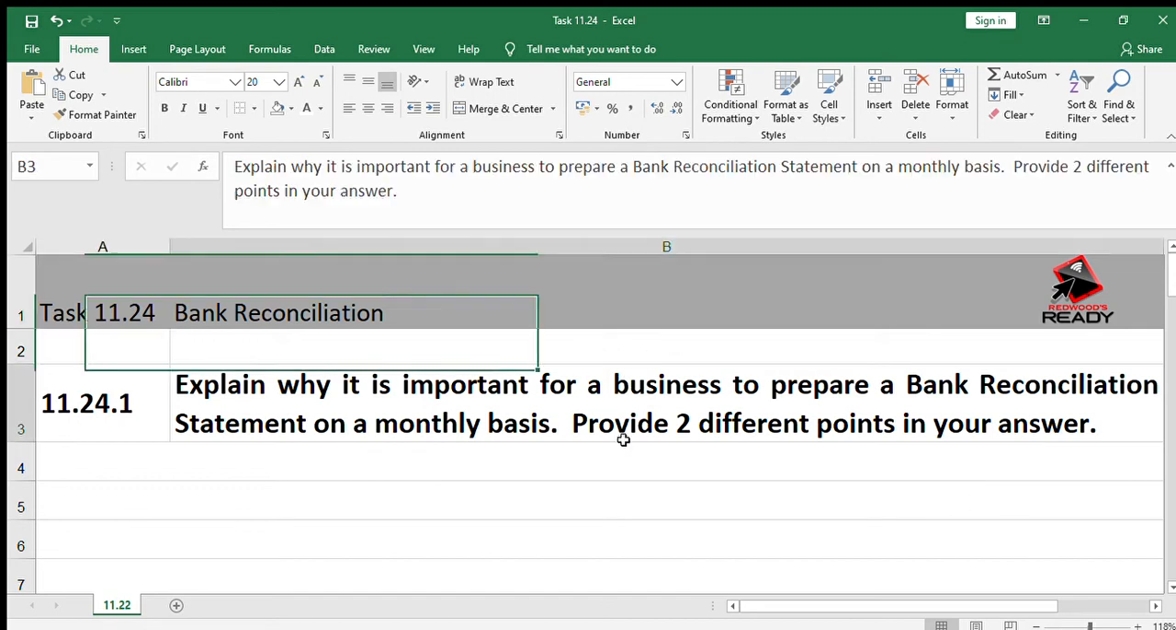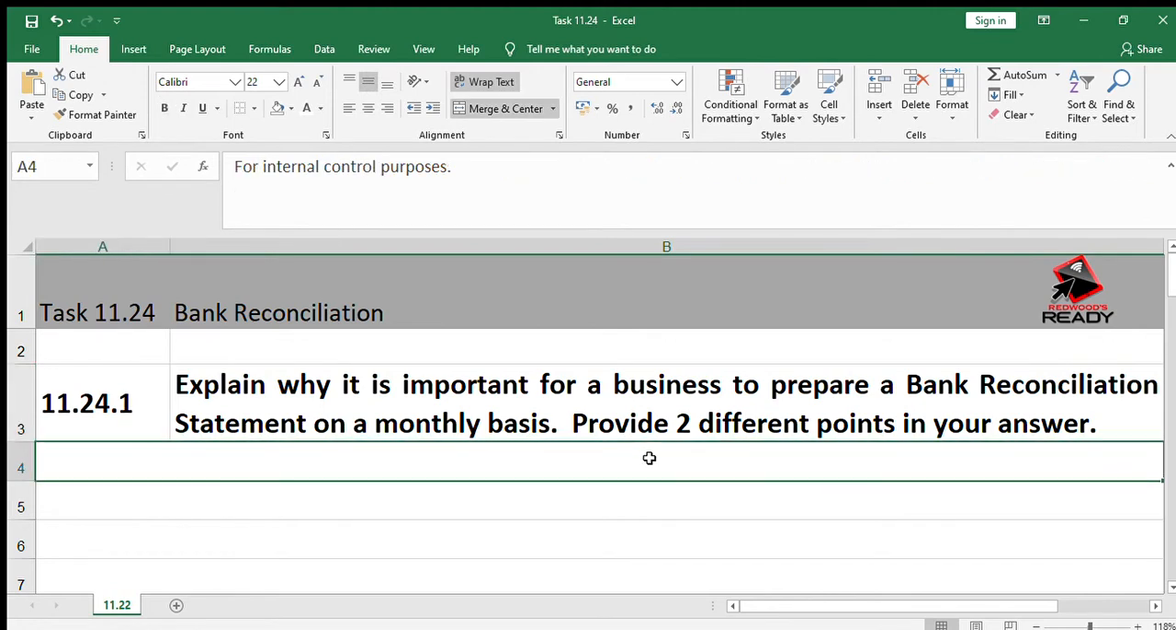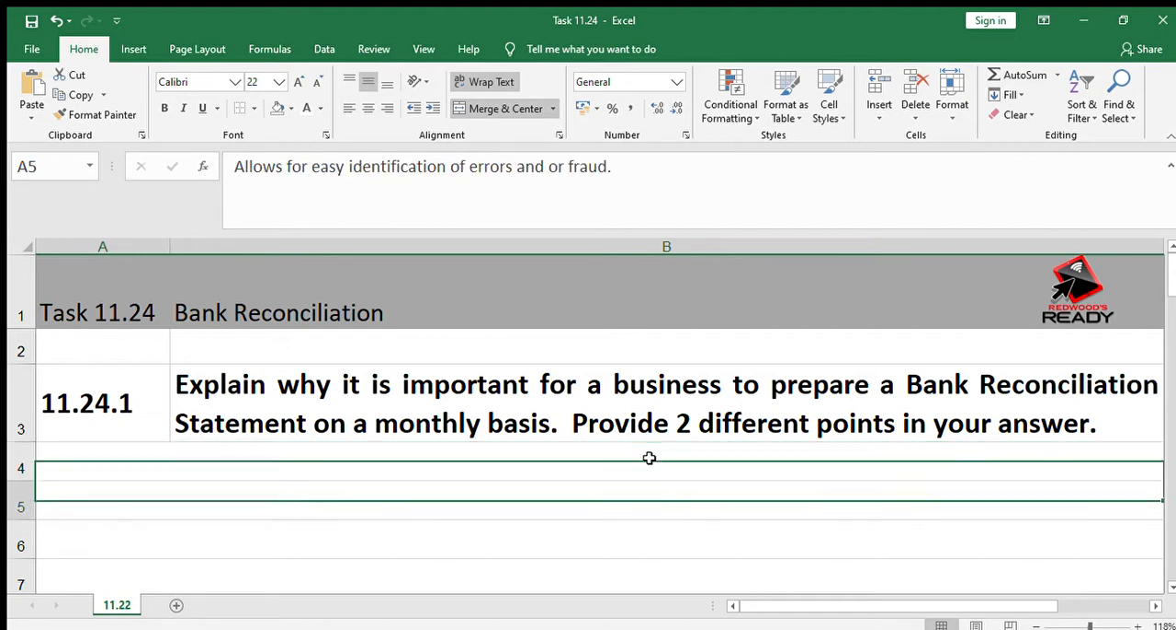Hello grade 12 learners, I'm now doing task 11.24 in your textbook. Okay, still on the bank reconciliation. So you are provided with a draft bank reconciliation statement of Tom Traders on 30th September, the business banks at Mega Bank. In 11.24.1, explain why it is important for a business to prepare a bank reconciliation statement on a monthly basis and provide two different points in your answer.